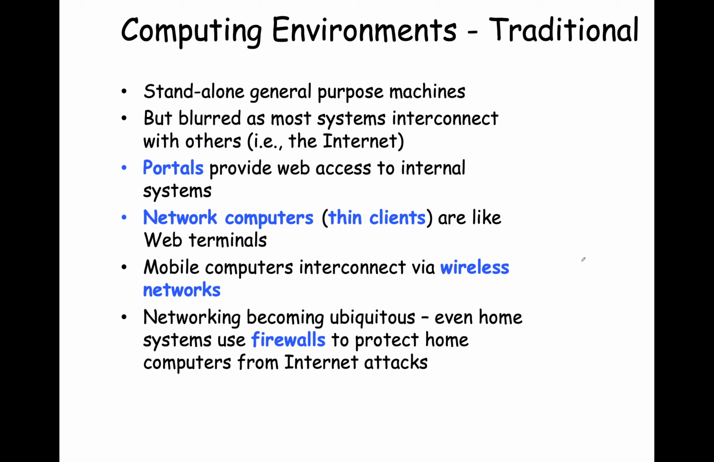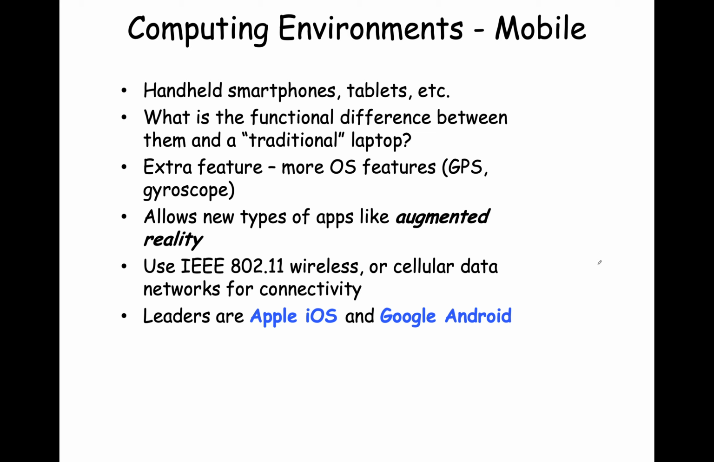And so networking became very ubiquitous, and even in the home, it's very normal for a home computer to have firewalls and certain other protections in place to try to protect that information on your home computer, like your photo library, your taxes, and things like that, from internet attacks.